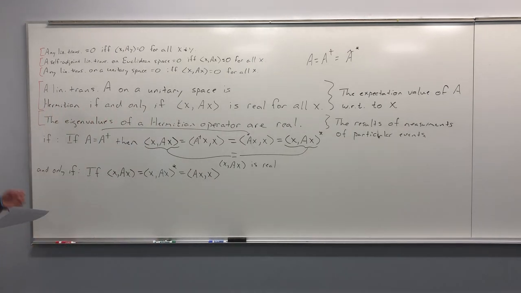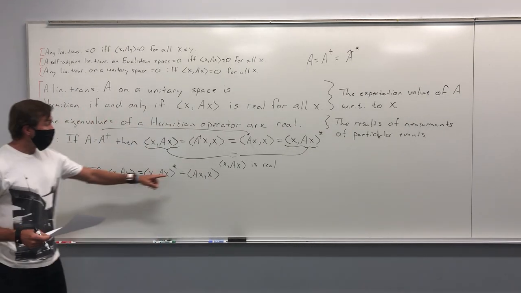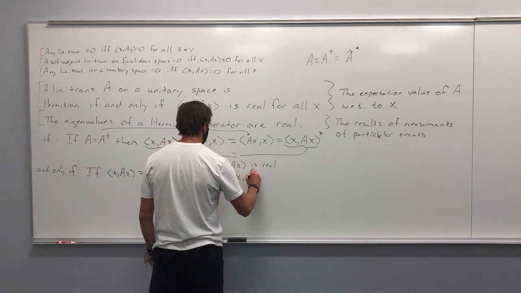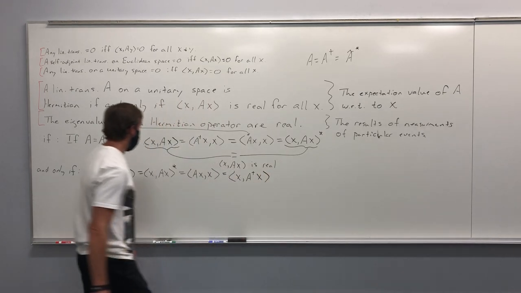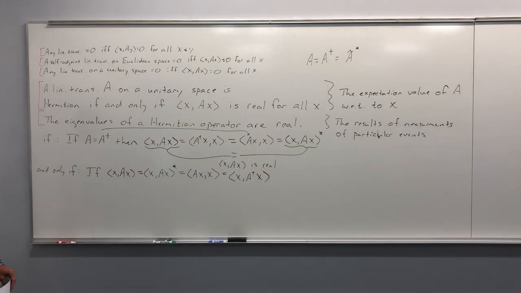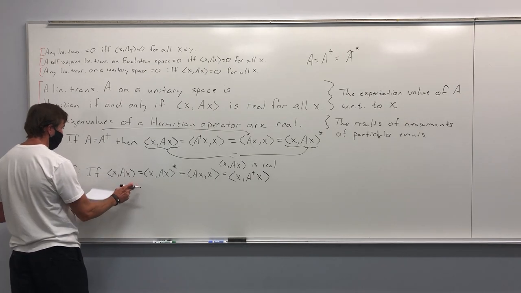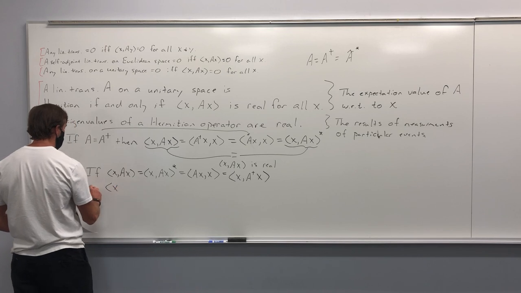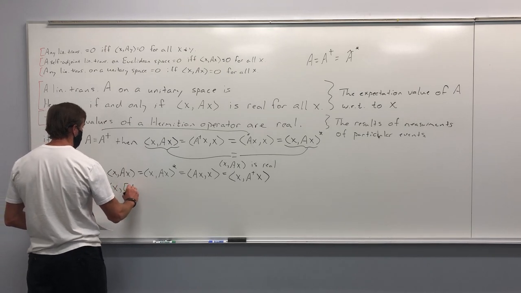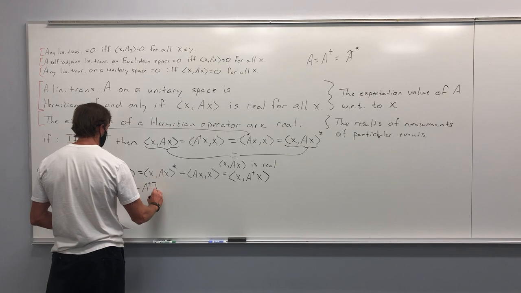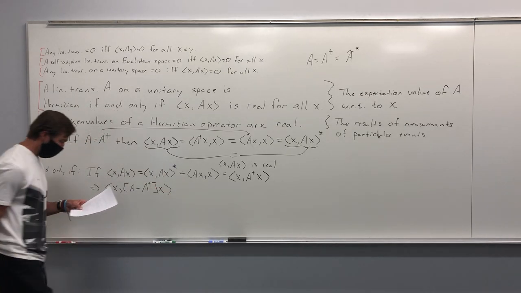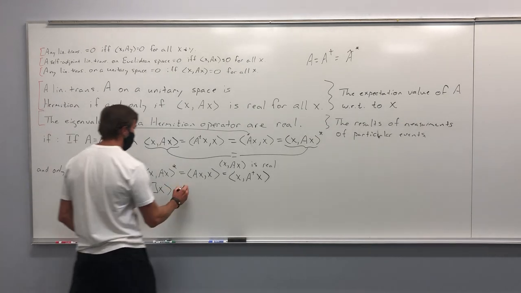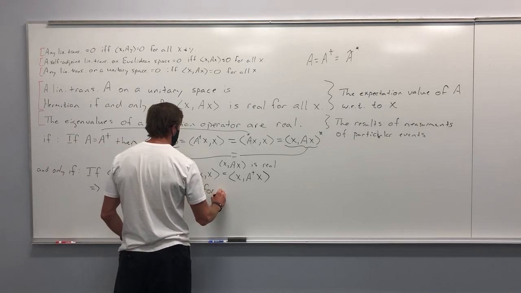All right? And now I'm going to move A over to the second one. Okay. And now all I'm going to do is subtract this minus this, which is going to be... what is this equal to? Zero for all x.